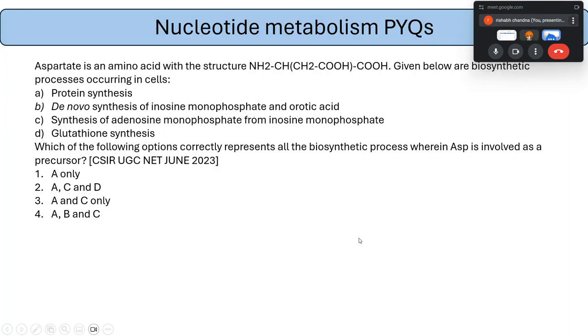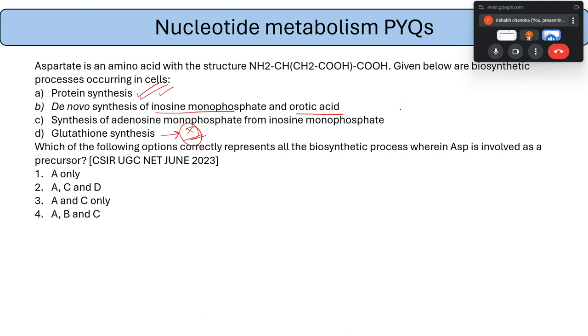So yes, it's not involved in glutathione synthesis. So that's why the option is given for confusion only. And aspartate is an amino acid, right? So it will definitely be involved in protein synthesis. So for sure, the first is the correct option. Now going to the de novo synthesis of inosine monophosphate and orotic acid.